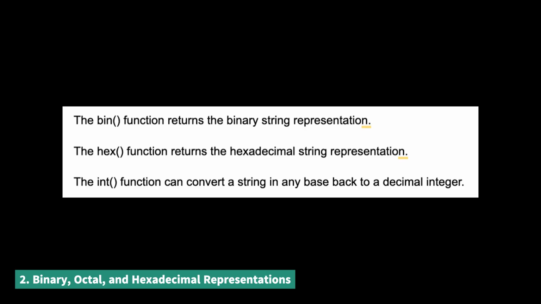Now let's go to built-in conversion functions. Python provides simple functions to convert between these formats. The bin function returns the binary string representation. The hex function returns the hexadecimal string representation. The int function can convert a string in any base back to a decimal integer.